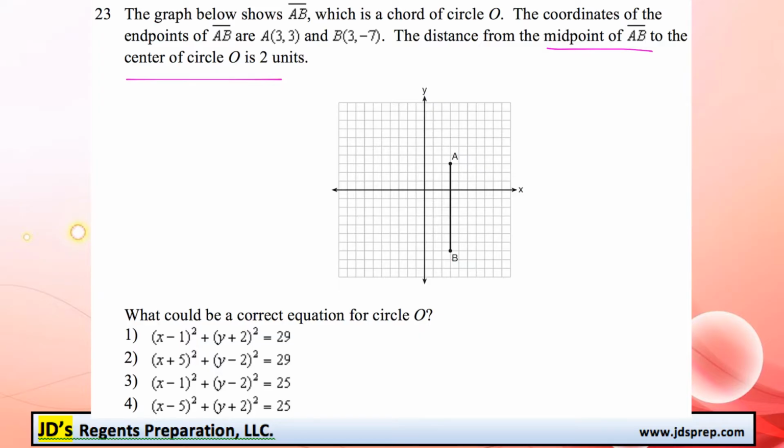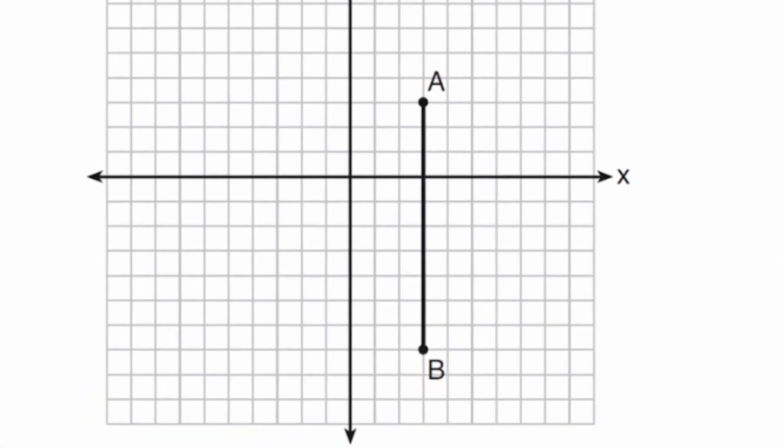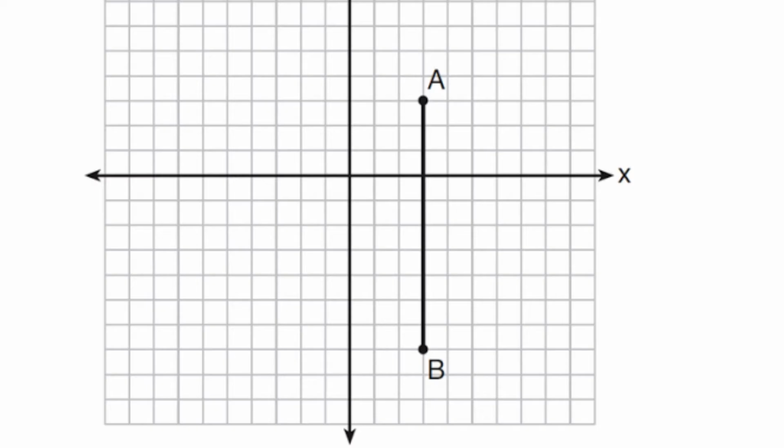So if we zoom in here, the midpoint is where y is equal to -2. And we can find that by taking the average of the y values, 3 and -7, right? So knowing that, and knowing that the distance from that to the center of the circle is 2 units, we have to conclude that the center is either 2 units to the right or 2 units to the left.